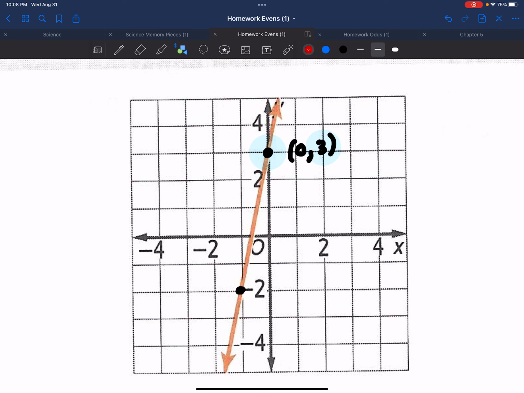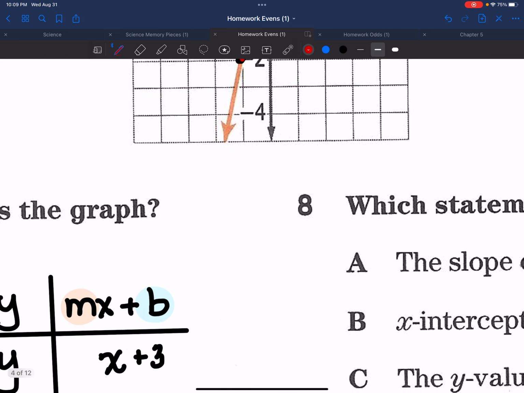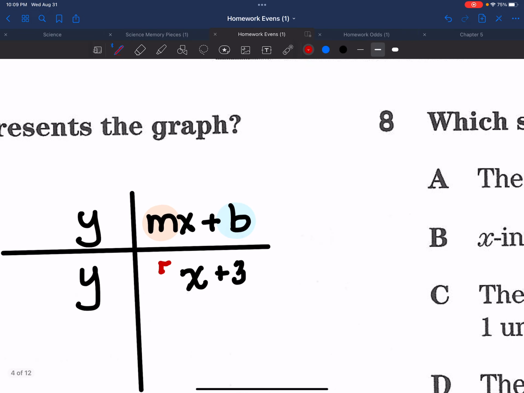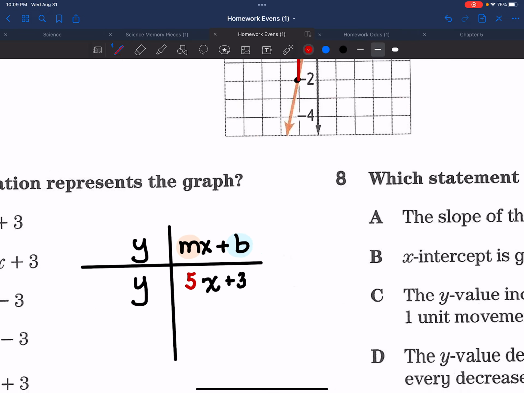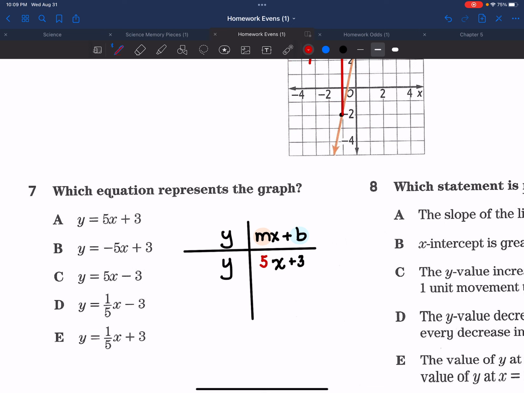So from this point to this point, we rise 5. I need to check the scale. Every box is 1 in both directions. So we rise 5 and we run 1. So slope is 5 over 1, or 5. And that will come down here. And there's my equation. Y equals 5x plus 3. I like A on this one.